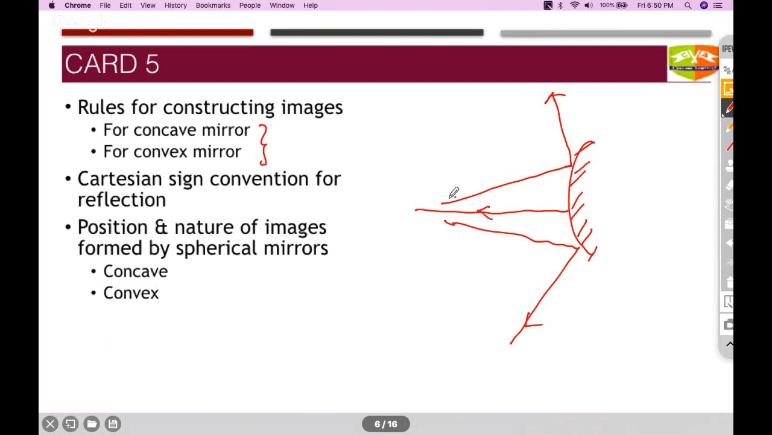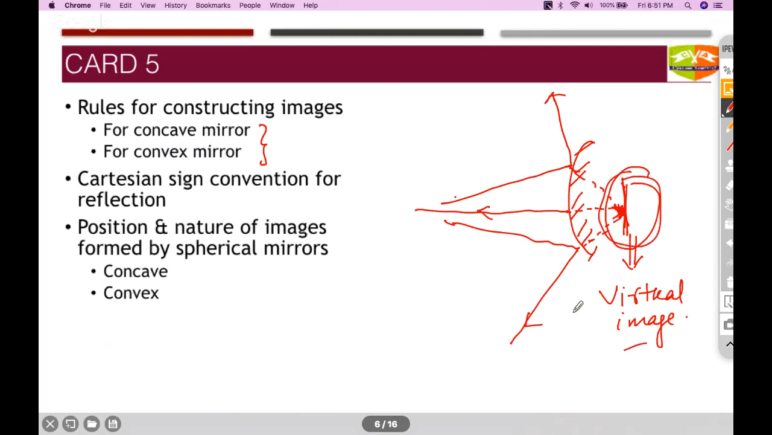If it is not merging on a finite plane or on a point, you cannot capture it on a screen. And if you cannot capture it on a screen, you don't find a real image. All these will get merged at a point somewhere here. But at this point where they are merging, no actual light is coming. If you put a screen over here, as the light is reflected from this surface only, actual light is not falling on this screen. So this kind of image is known as a virtual image, made by extension of reflected lights.